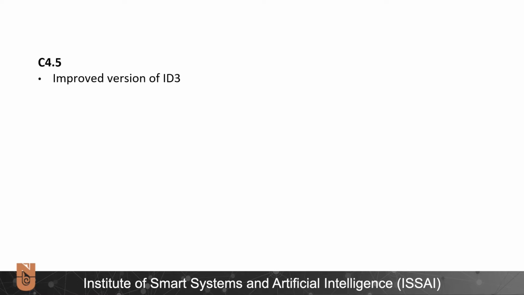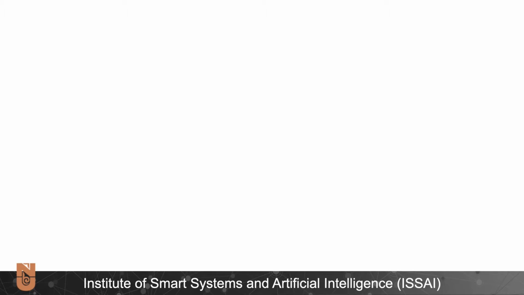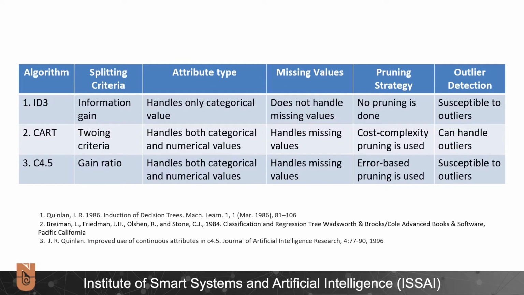C4.5 is the improved version of ID3. Unlike ID3, it accepts both continuous and discrete features, and it can handle incomplete data points. The overall features of these three algorithms can be seen from this table. For further reading, you can refer to the links below.